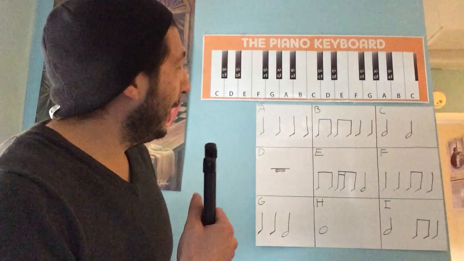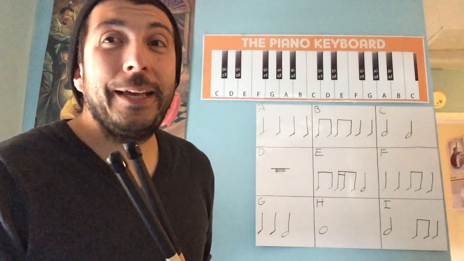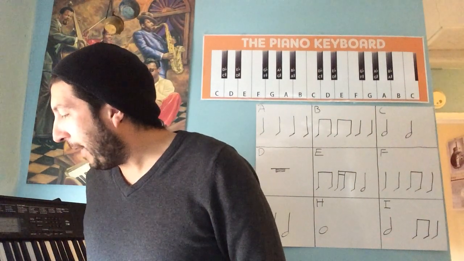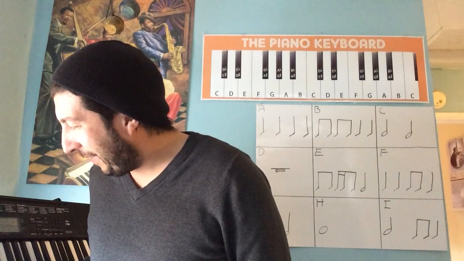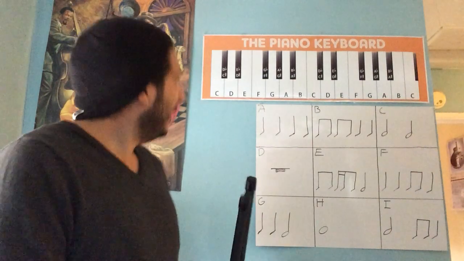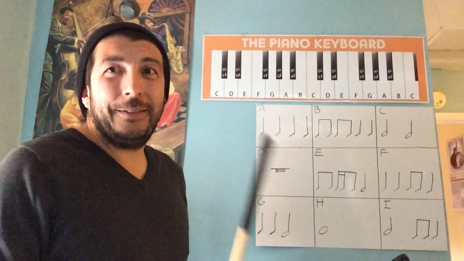Something else, if this is too easy for you, something else you can do is you can play these rhythms faster. So right now, my metronome is set at 60. I'm going to pick it up. Let's pick it up to 80. It's a little faster. So that means this is the beat.